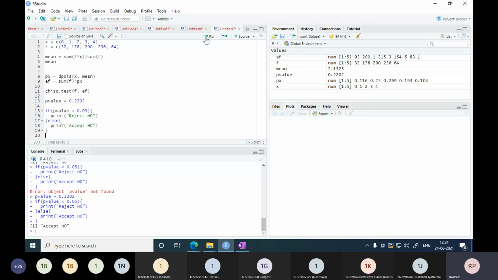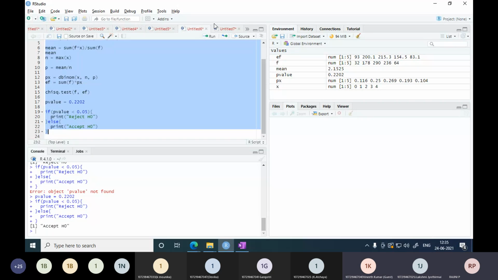Acceptance of H naught means the data follows a binomial distribution. For the previous problem I'm telling you. Is it clear? Yes, ma'am. Any doubt anywhere? No, ma'am.